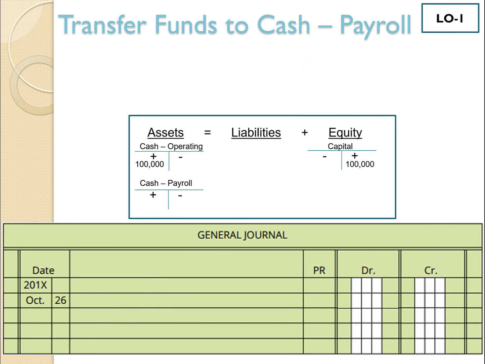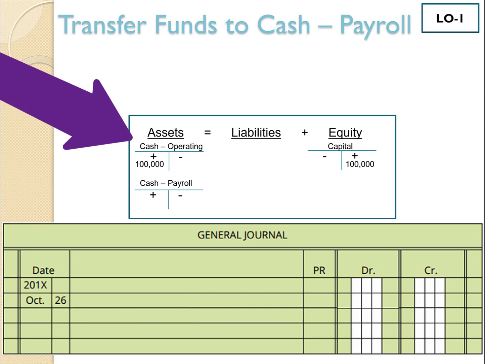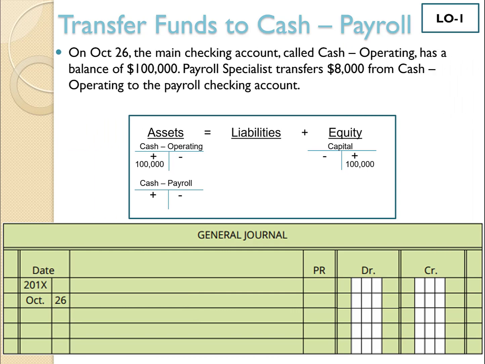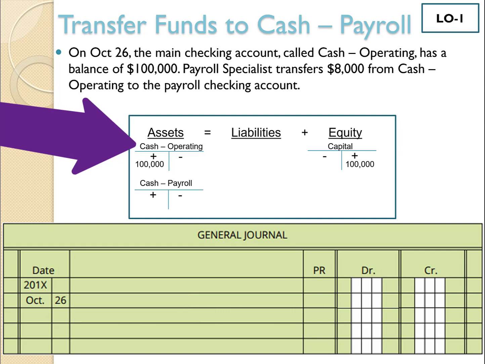So our goal here is to transfer funds from cash operating to cash payroll for the upcoming pay period. So on October 26th, the main checking account, called cash operating, has a balance of $100,000. The payroll specialist transfers $8,000 from cash operating to the payroll checking account. So now we're going to do the journal entry on the bottom of the screen. The first thing we need is a debit account. So which account is going to be the debit account? Well, both of them are asset accounts, cash operating and cash payroll.